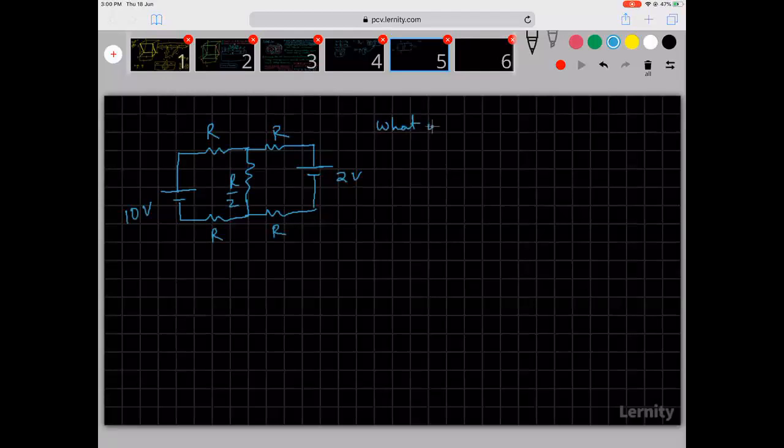The question is, what is the current through A, R by 2, and B, through the 2 volt battery? What is the current through A, R by 2, and B, the 2 volt battery? Now, this question is a tough one, but it can come in your NCERT board exam. Suppose this question comes in the NCERT board exam, how will I do it?